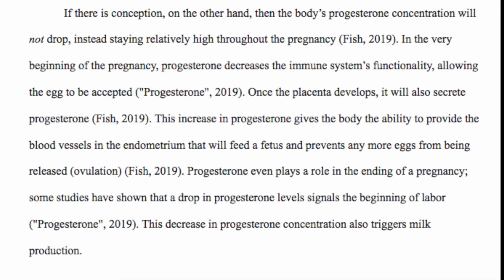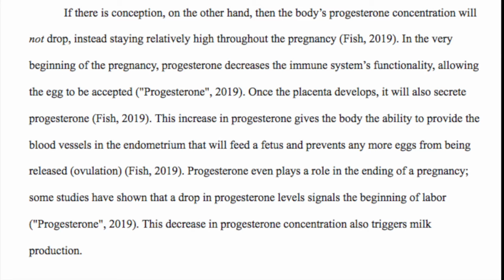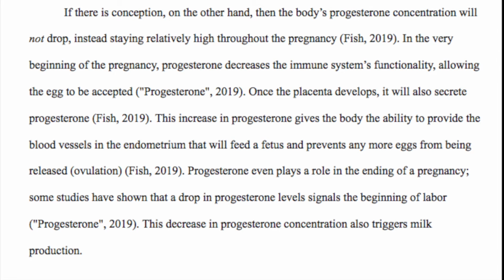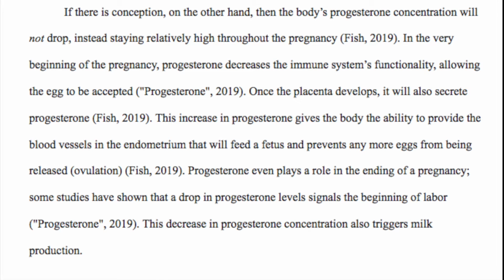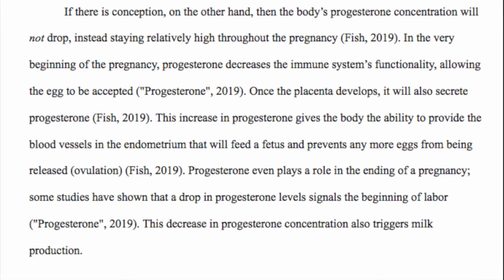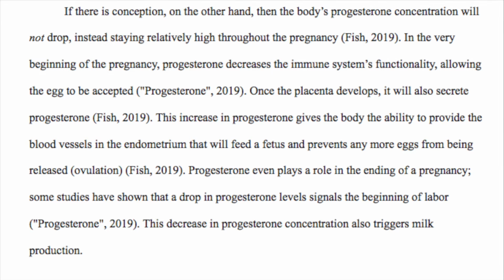Once the placenta develops, it will also secrete progesterone. This increase in progesterone gives the body the ability to provide the blood vessels in the endometrium that will feed a fetus and prevents any more eggs from being released, ovulation. Progesterone even plays a role in the ending of a pregnancy. Some studies have shown that a drop in progesterone levels signals the beginning of labor. This decrease in progesterone concentration also triggers milk production.